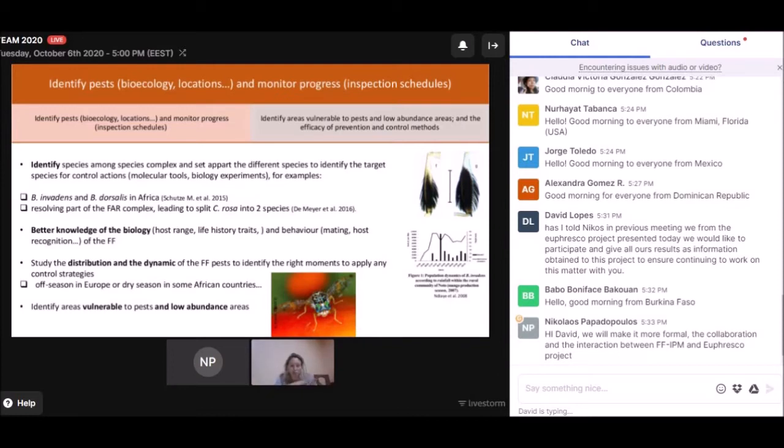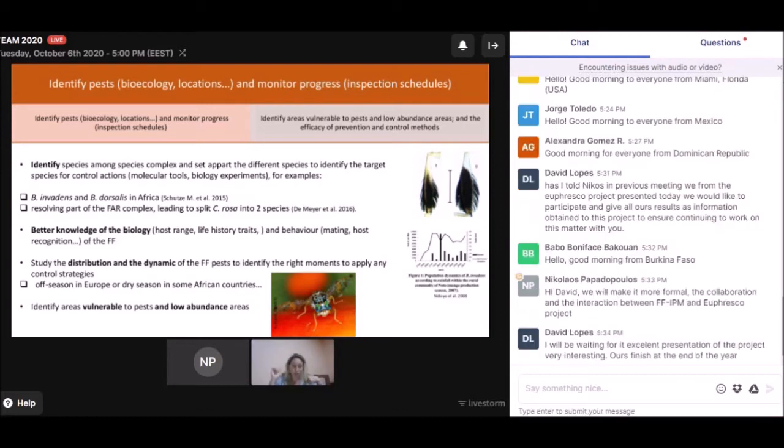You heard just before Nico talking about our project on fruit fly IPM, which is also trying to target off-season moments. So we need to know the dynamics of the pests in the orchards and the host fruit, to target the season where we have the lowest abundance of population, to really try to diminish it even more, and to prevent it from starting a higher population when the better season is on.